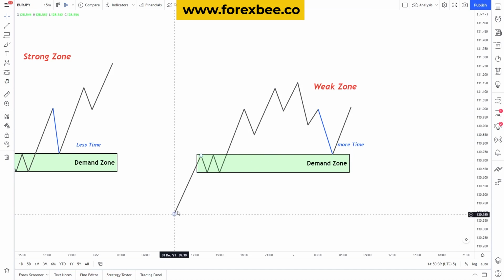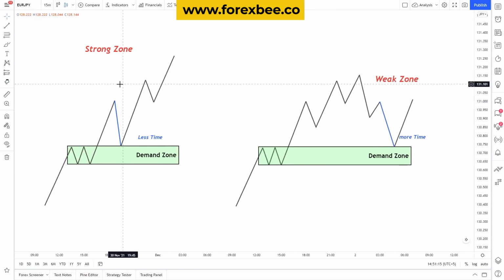So here we can see the formation of the demand zone, that is basically a base rally demand zone, and then what happened is price kept moving above the zone. Okay, it didn't come back right away, and it did come back, but it did that after a long time. Okay, we can see that the price kept moving here above the zone, and then after a while it came back. And this is basically a weak demand zone.